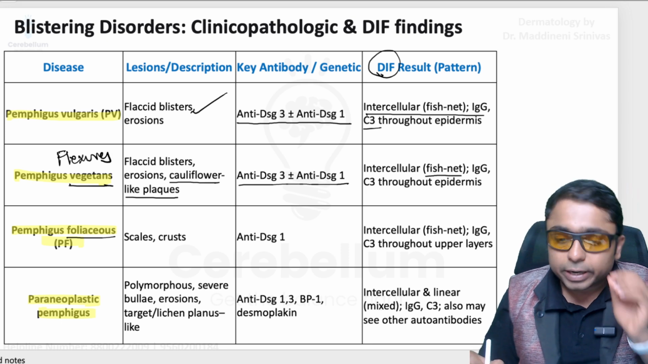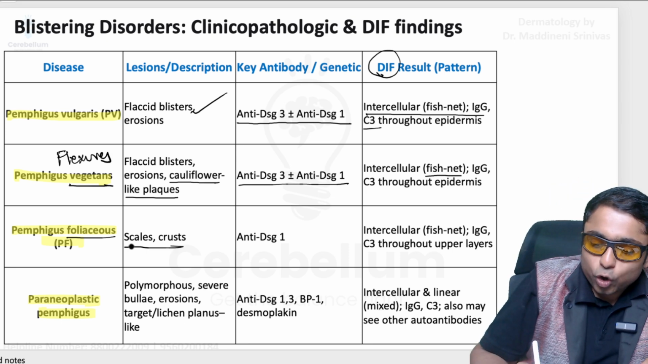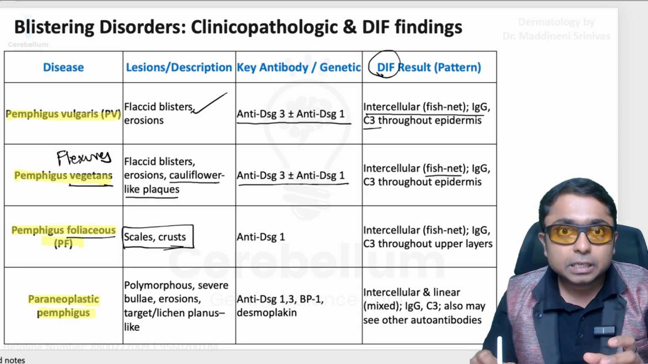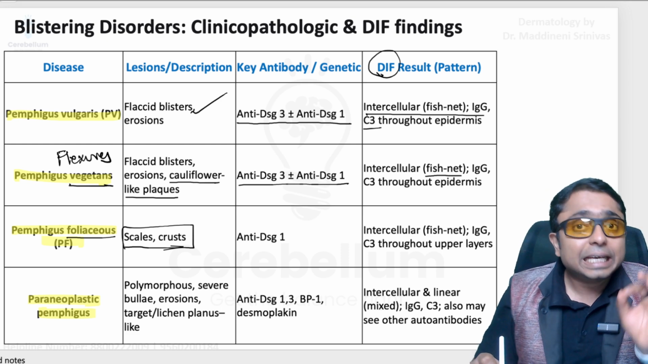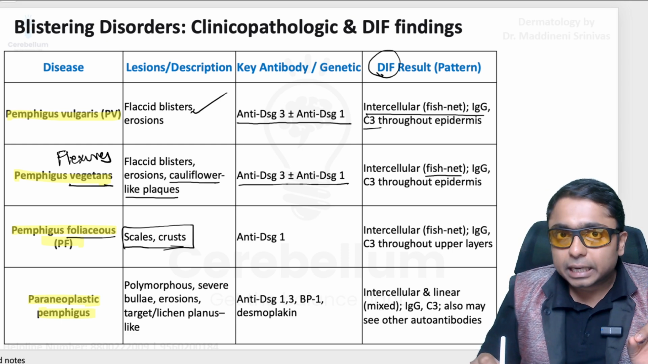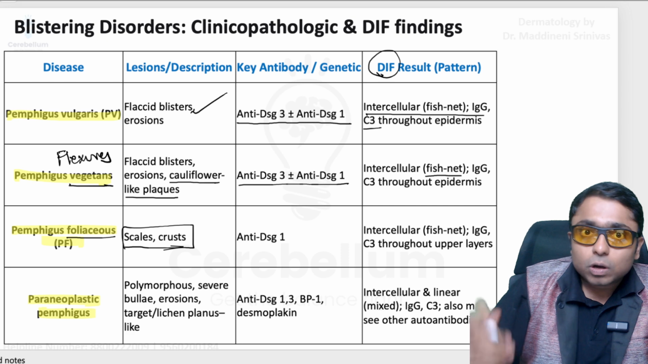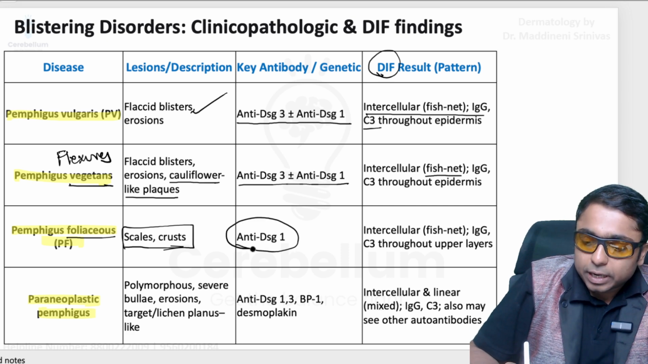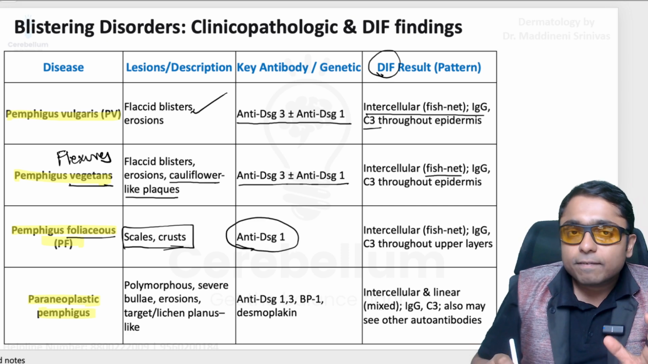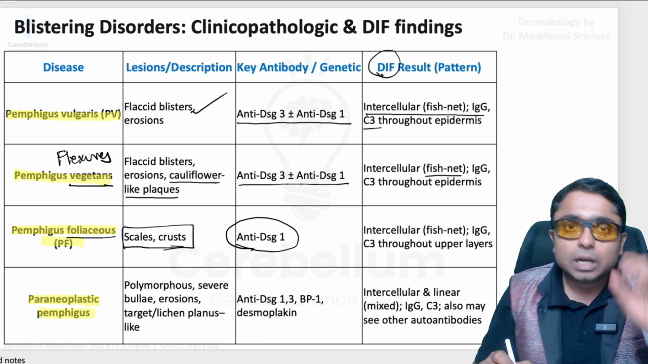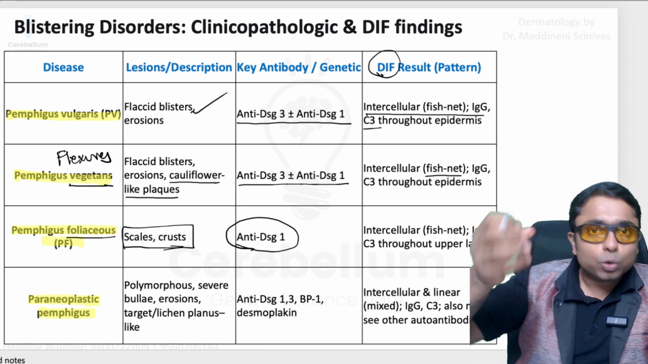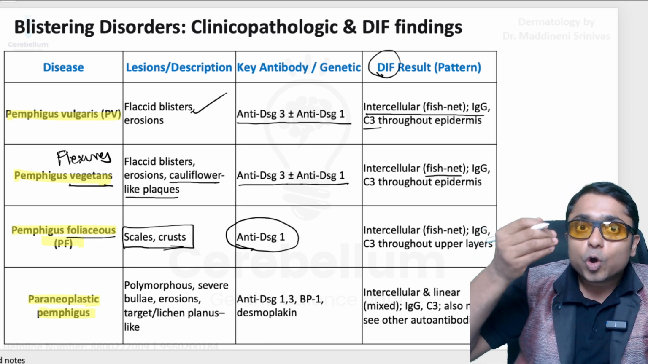Next is pemphigus foliaceus. Here there is going to be one interesting thing. Instead of the vesicles and bullous lesions, these patients are going to have just scaling and crusting, which can be seen clinically, and the reason for this is because the anti-desmoglein 1 antibodies are going to affect only the superficial layers of the epidermis, that too at the subcorneal level.